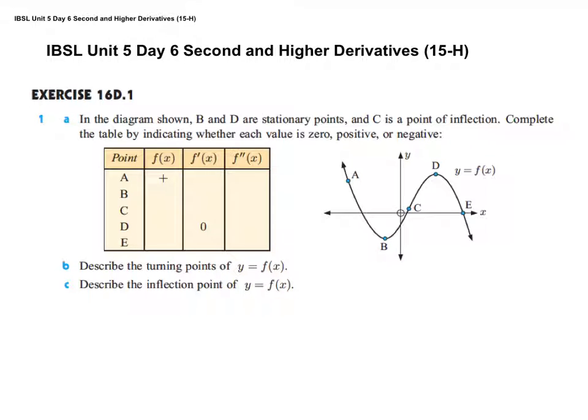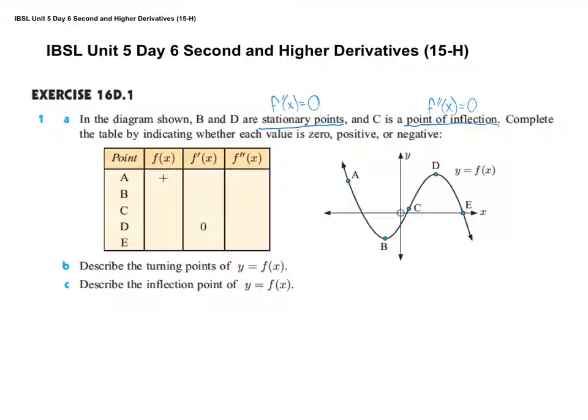It says here B and D are stationary points, and C is a point of inflection. Anytime you see those terms, you've got to write down what that means, okay? Stationary point means what? Critical value, which means what? F prime is 0. C is a point of inflection, so what does that mean? F double prime is 0.